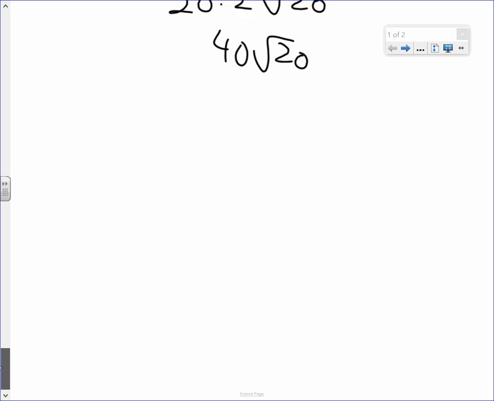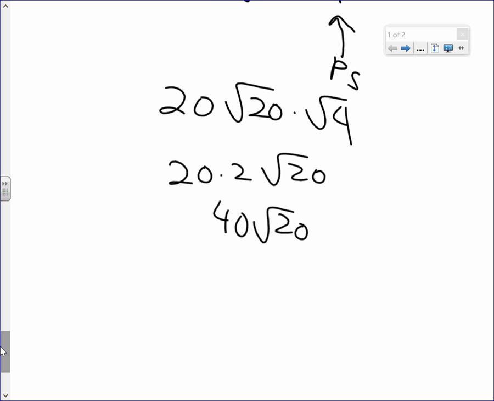But let's not get all excited. We still have to break down rad 20 because I know there's a perfect square factor in it. If you know there's a perfect square factor of the number, then you have to keep breaking it down. What's a perfect square factor of 20? 4 is, and then 4 times 5. So watch this: 40 times 4 times 5.